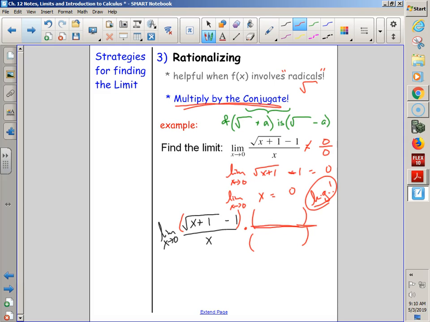But now I'm multiplying by, okay, wait a minute, who do I have? I have a minus, so I'm going to do the conjugate of a plus. So x plus 1 plus 1.